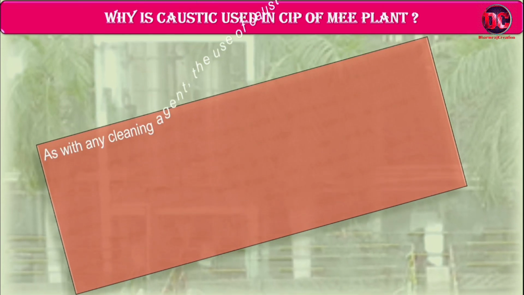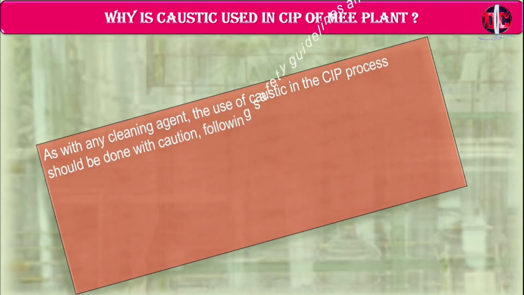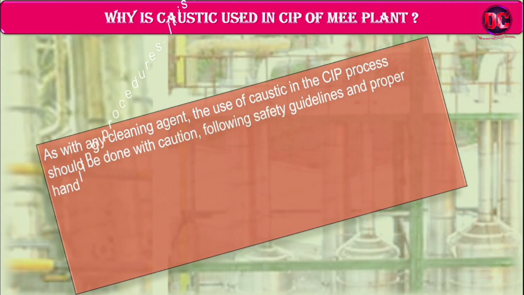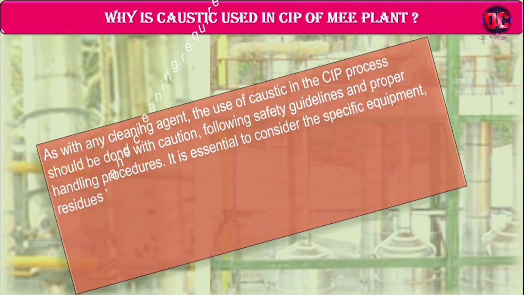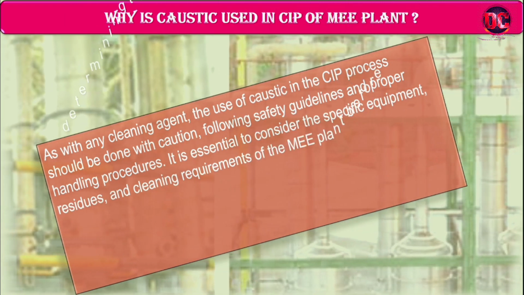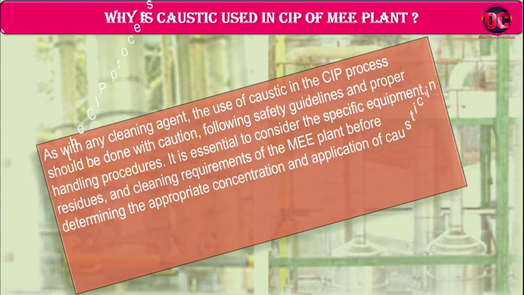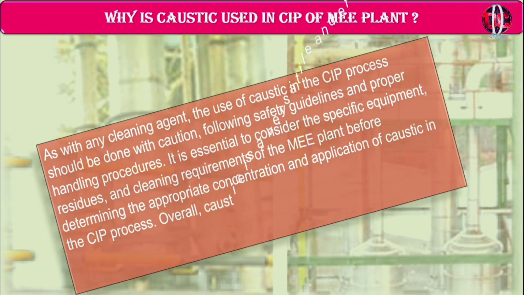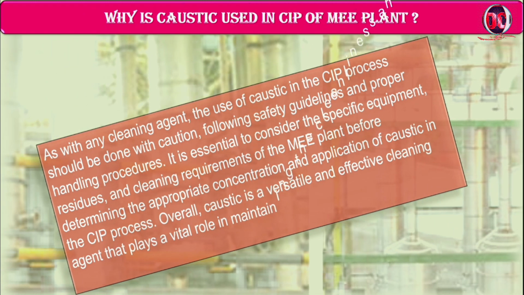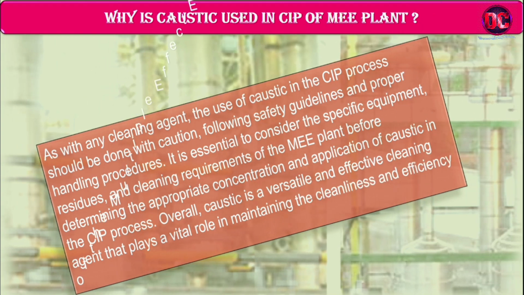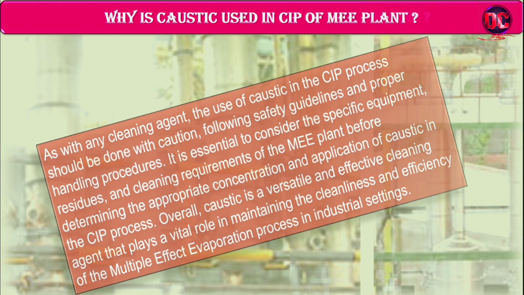As with any cleaning agent, the use of caustic in the CIP process should be done with caution, following safety guidelines and proper handling procedures. It is essential to consider the specific equipment, residues, and cleaning requirements of the MEE plant before determining the appropriate concentration and application of caustic in the CIP process. Overall, caustic is a versatile and effective cleaning agent that plays a vital role in maintaining the cleanliness and efficiency of the multiple effect evaporation process in industrial settings.